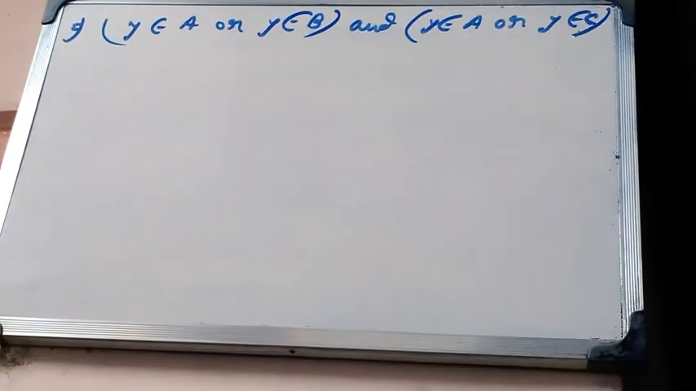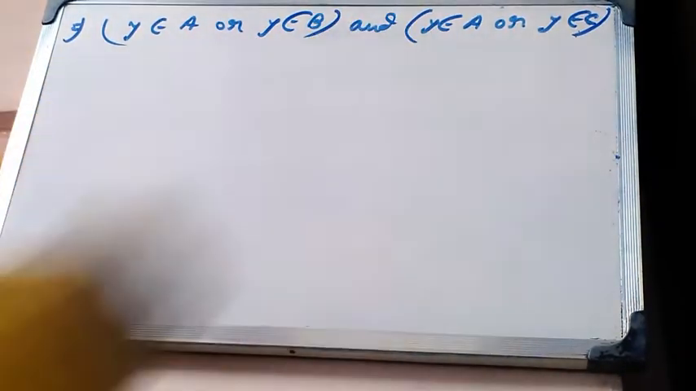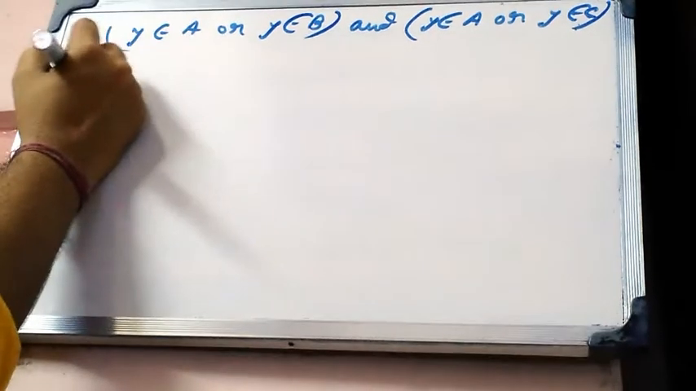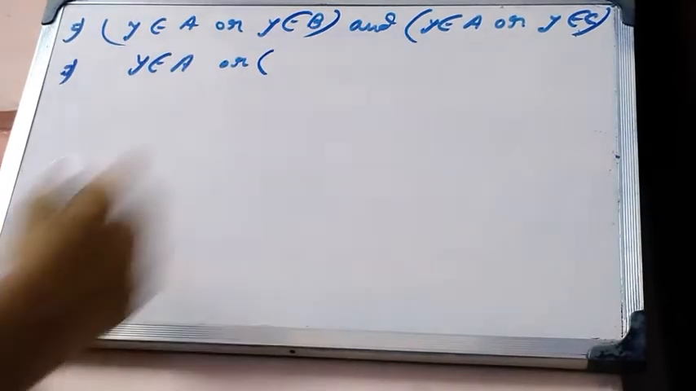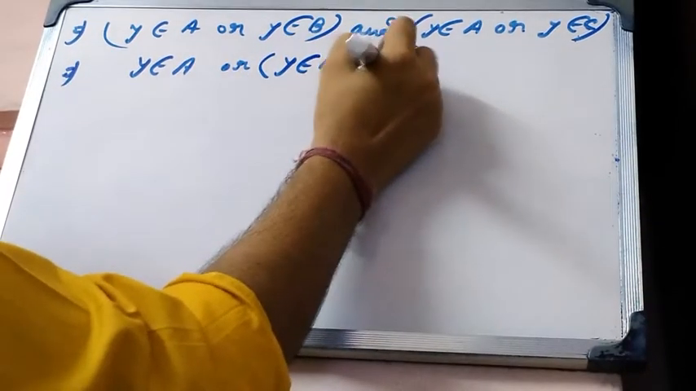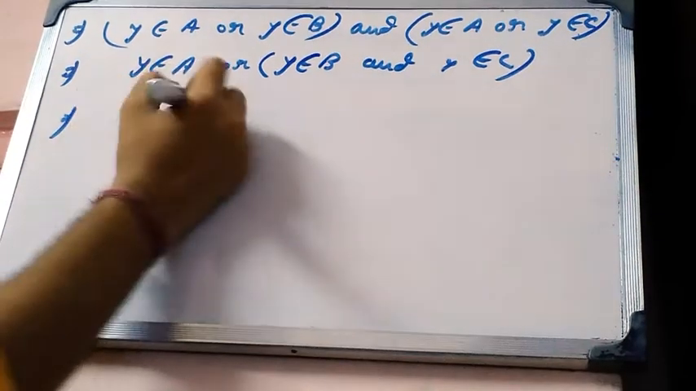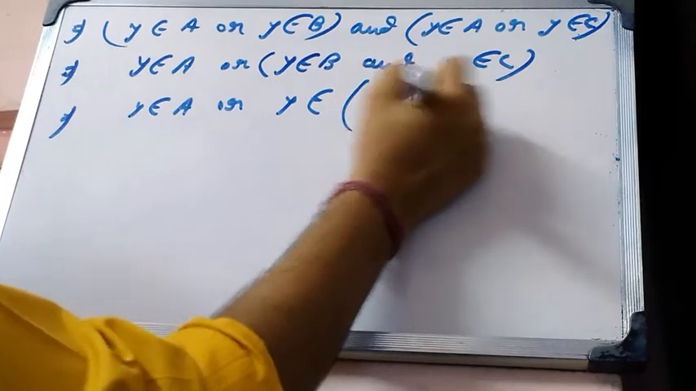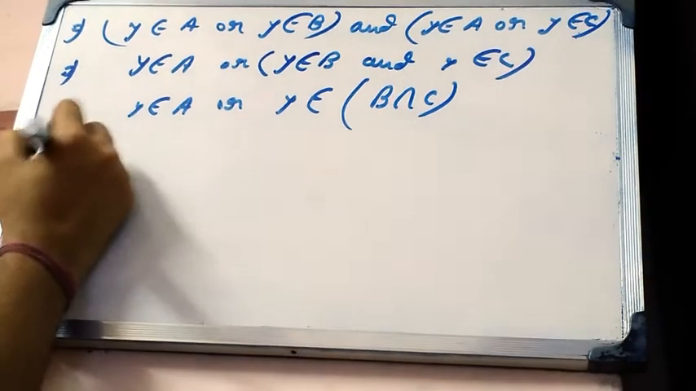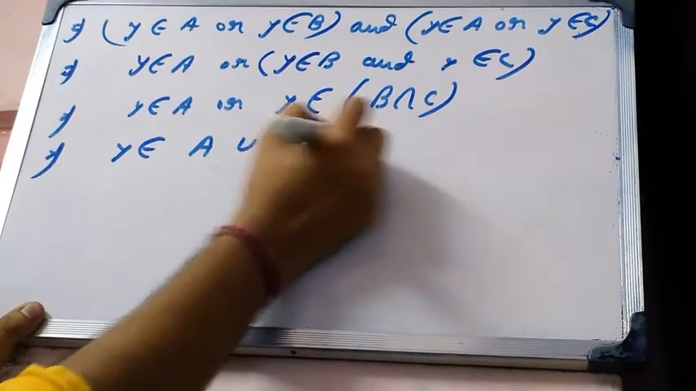Now you guys know that union means or, so y belongs to A or y belongs to B, and y belongs to A or y belongs to C. Now we can take a common, y belongs to A or, and in the bracket there is y belongs to B and y belongs to C. Now also y belongs to A or y belongs to, and means intersection, so it's B intersection C. Again or means union, you know this one.